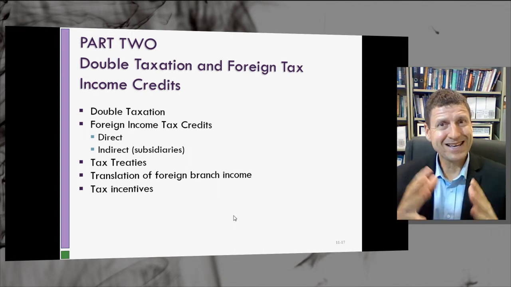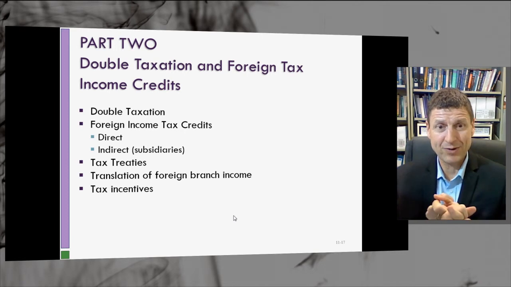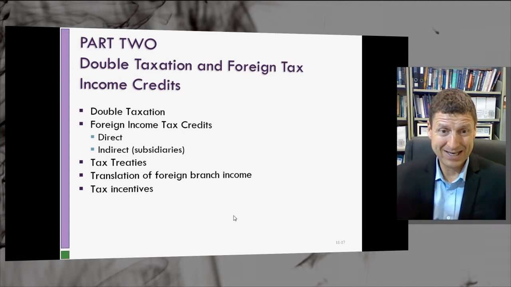Okay, so we're going to cover double taxation agreements. We're going to look at foreign income tax credits, both direct and indirect, and we're going to look briefly at tax treaties that exist, and then the translation of foreign branch income very briefly, and finally tax incentives. So let's have a look at the landscape, shall we? Double taxation and foreign tax income credits. Let's get into it, shall we?